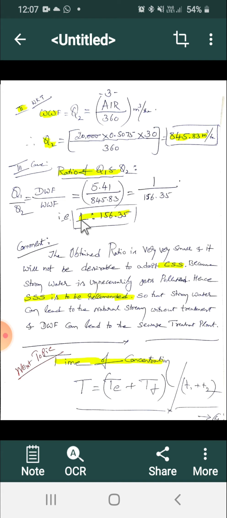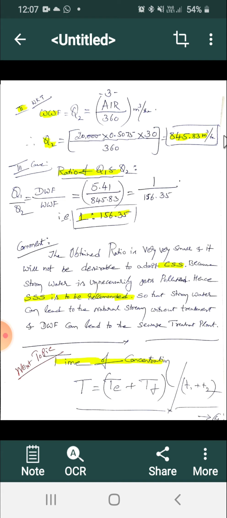Infiltration comes only in dry weather flow. You have to add it to the Q1 value. Now we know these values. Whenever you get a value, try to put a box around it. The answer is 845.83 meter cube per second from this equation.